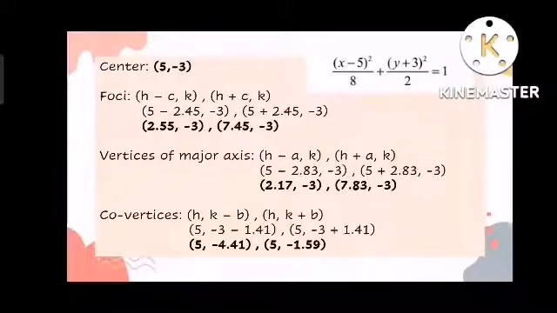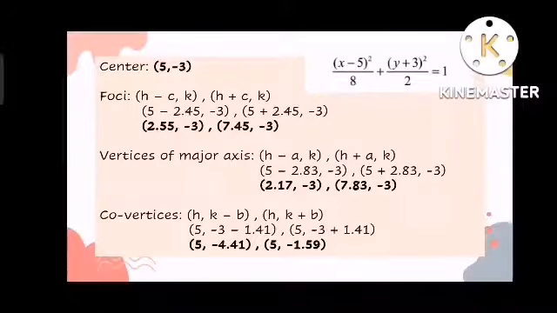And lastly, we have the vertices of the minor axis, or the co-vertices. So, remember that b is equal to 1.41. So, we are going to use h, k minus b and h, k plus b. So substitute again. So we have 5, negative 3 minus 1.41 and 5, negative 3 plus 1.41. So kung i-simplify, we have the co-vertices 5, negative 4.41 and 5, negative 1.59.